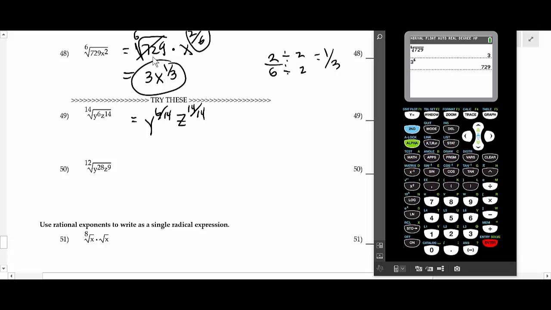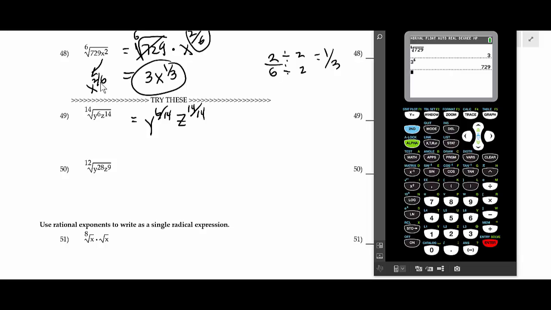What you're doing is finding a number that you multiply out 6 times that would give you 729. That number is 3. Use your calculator. And then this part of the problem, you just say x to the 2/6, and then that reduces to 1/3. So see, 729 is a number. You want to do the 6th root of 729.